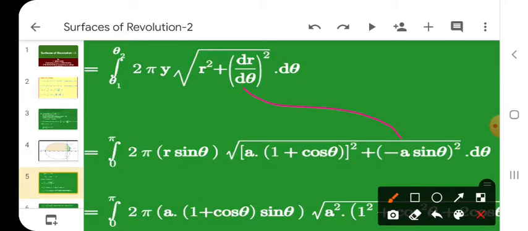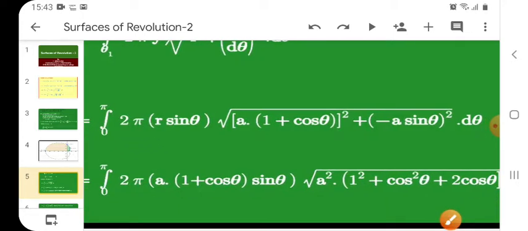Is it clear? First I write the limit values in the integral. 2 pi is the constant, so I write the same. What is y? In polar form, y is r sin theta, x equals r cos theta. So y is r sin theta. What is r square? Our given equation, a into 1 plus cos theta whole square. And what is dr by d theta? Minus a sin theta whole square. Here also we have r. What is r? Our given equation, a into 1 plus cos theta. So I write here a into 1 plus cos theta in the r place.